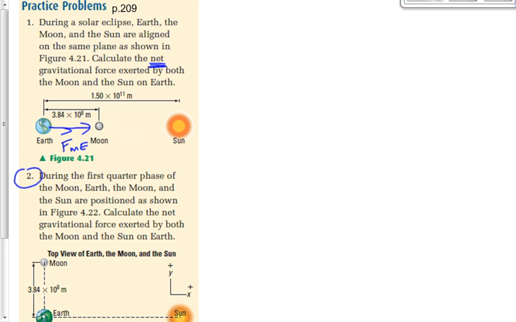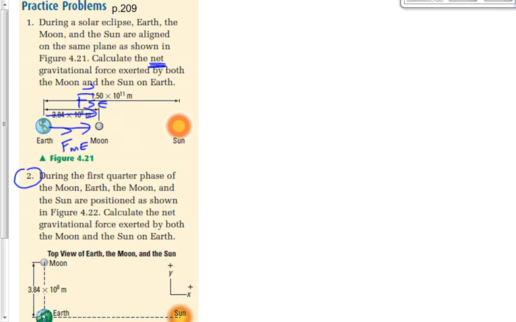It's toward the Moon. Now, the Moon is pulled toward the Earth as well, but we don't really care what happens to the Moon because that's not the problem. The problem is what happens to the Earth here. There's also a force of the Sun on the Earth. The Sun pulls the Earth to the right as well. We'll call that FSE, the force of the sun on the Earth. Two forces to the right.